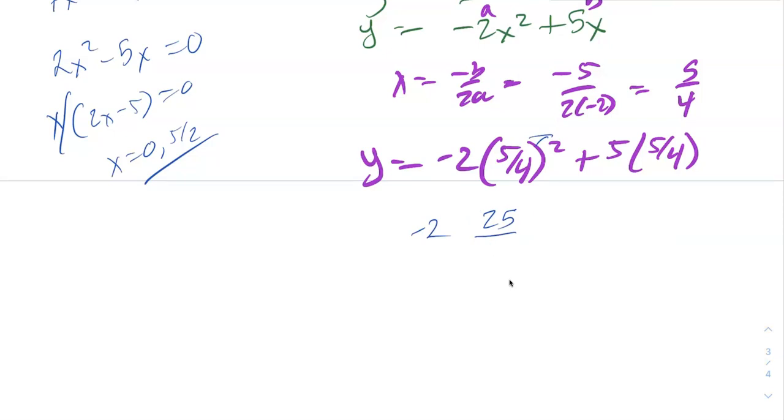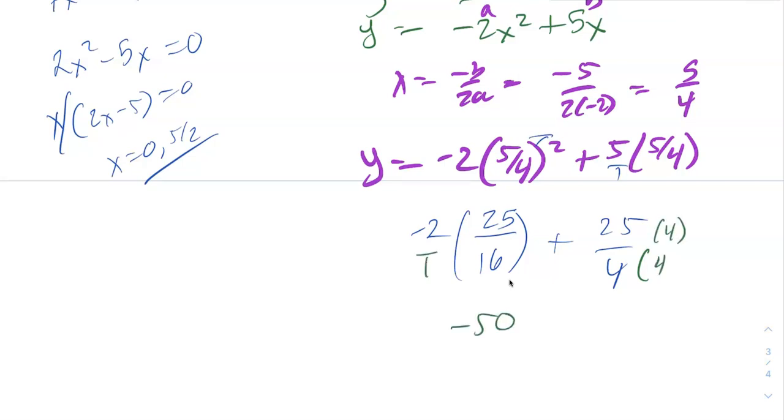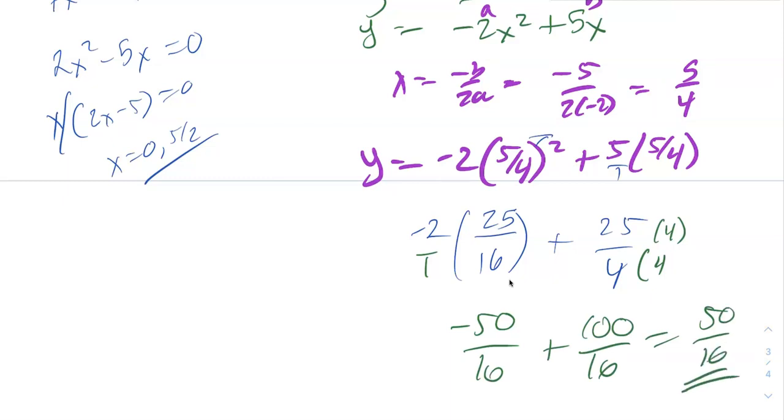This should be 25 over 16, and the other term is always over 1, or over 4. If I want to do this by hand, this is practice. Multiply by 4 over 4 to get a common denominator. This multiplies in there, I get negative 50 over 16 plus 100 over 16. So I get 50 over 16 is the max separation. And that's the lesson.